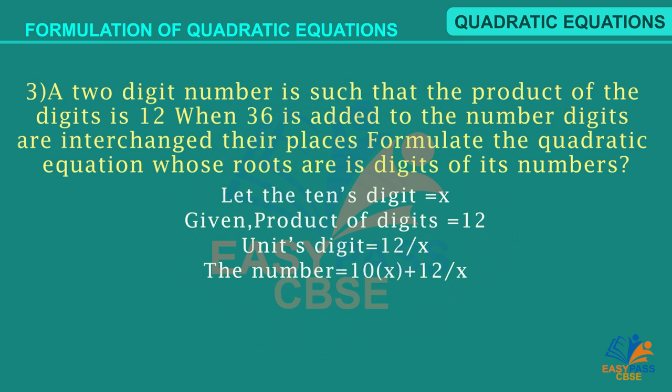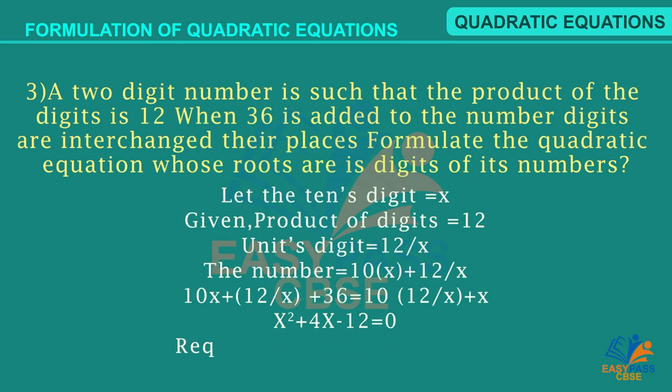Given that if 36 is added to the number, the digits will interchange. That means the tens place comes into units and the units place comes into tens. Therefore, 10x plus 12 over x plus 36 is equal to 10 times (12 over x) plus x. On simplifying, we get x square plus 4x minus 12 is equal to 0, which is the required quadratic equation.